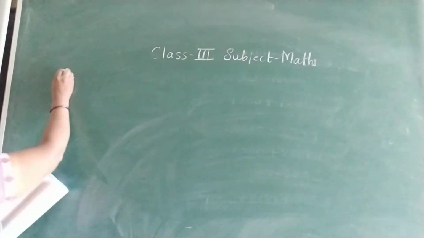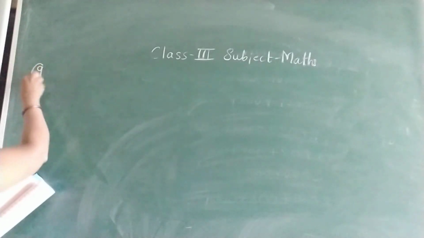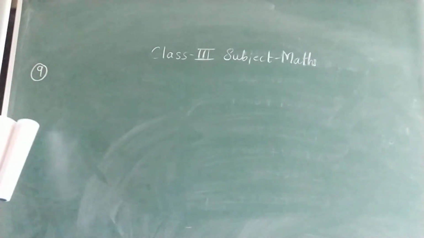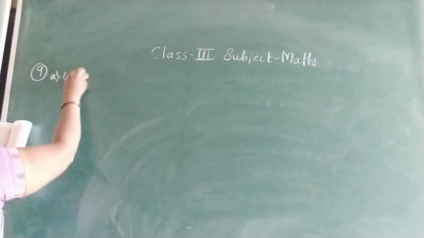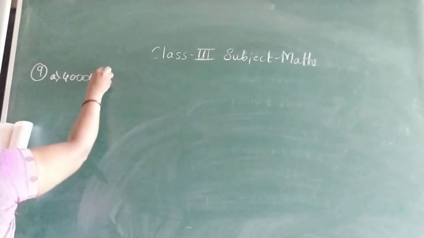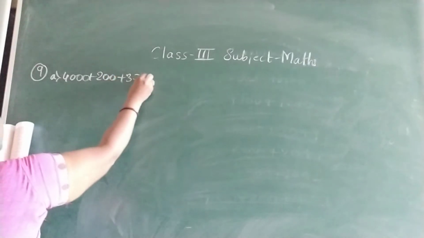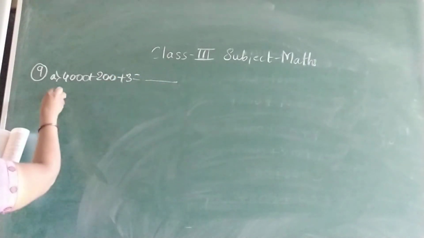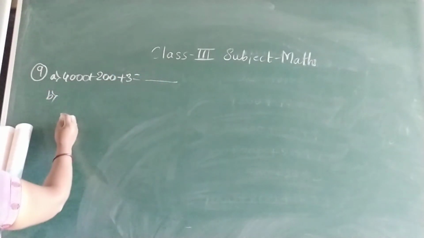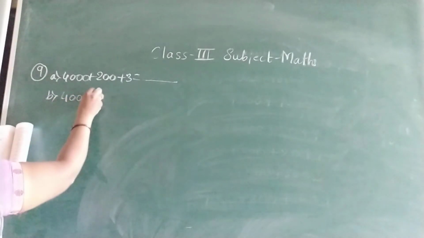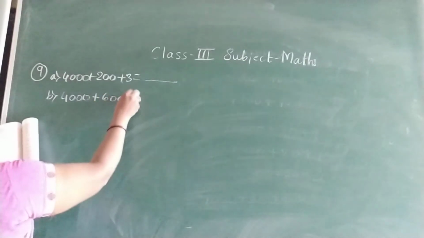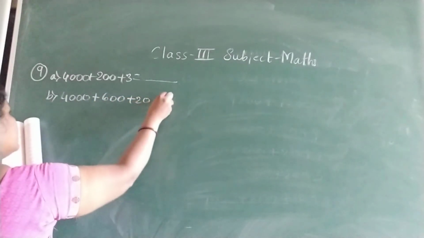Ninth question. A, 4000 plus 200 plus 3. B, 4000 plus 600 plus 20 plus 9.